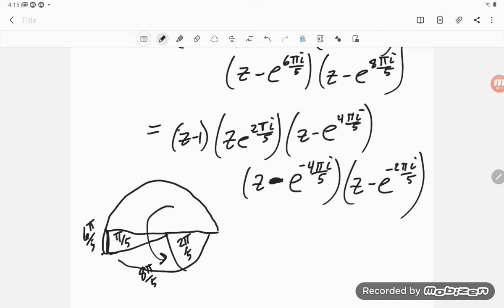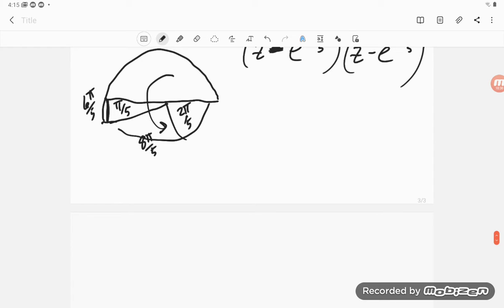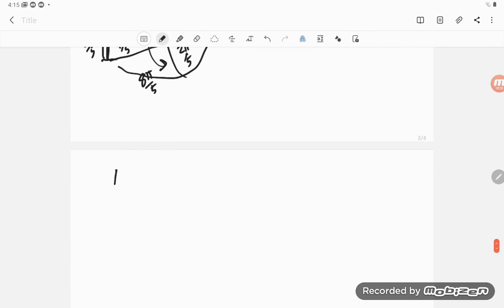Okay, that's example 5.71, and then they have 5.72. So this is example 5.72, and here they want us to solve z cubed equals i.